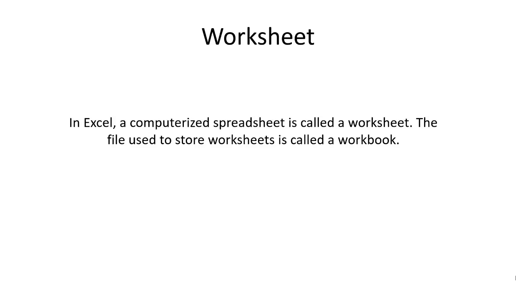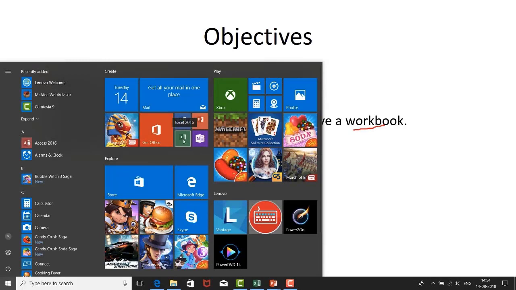So what exactly is a worksheet? Well, in Excel, a computerized spreadsheet is called a worksheet and a combination of various sheets is called a workbook. A workbook can have as many sheets as you want, and the combination of various worksheets is called a workbook. So there is an Excel icon, which in this case is Excel 2016. In your laptop it may vary. If you're using the Mac version it could vary, but this is usually the symbol of an Excel file. If you double click on this, you will be able to open the program.